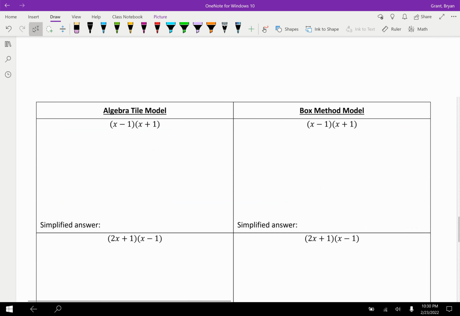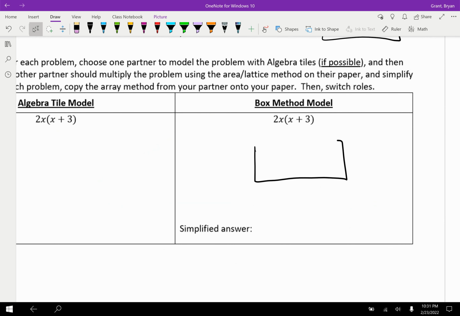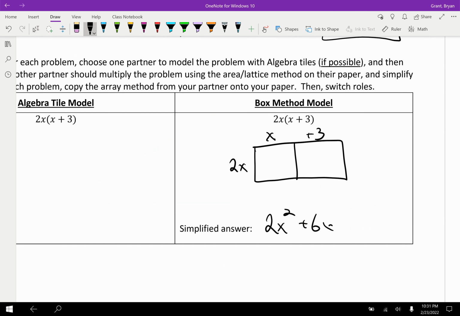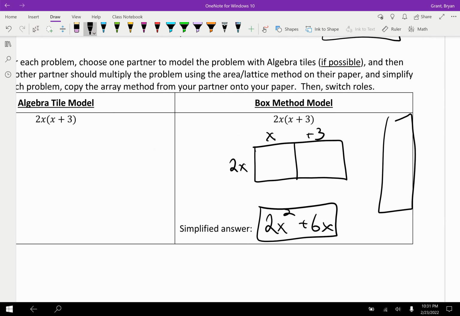All right, you're back for these. I'm at least going to show you the setup for each one. Not too much work in between though. This has 2x and then there's an x plus 3. If you did everything right, you'll get 2x squared plus 6x. Hooray! You could have, of course, set this up the other way. You could have set it up so that it was 2x up top and x plus 3 on the side.